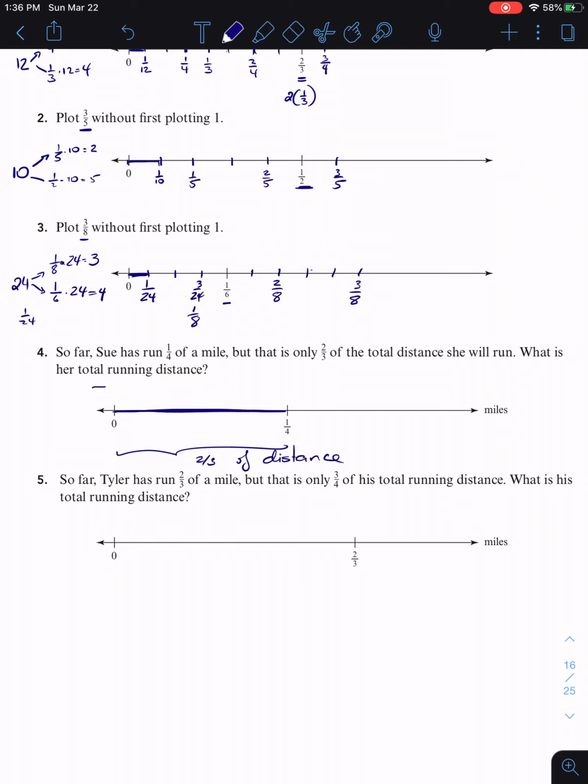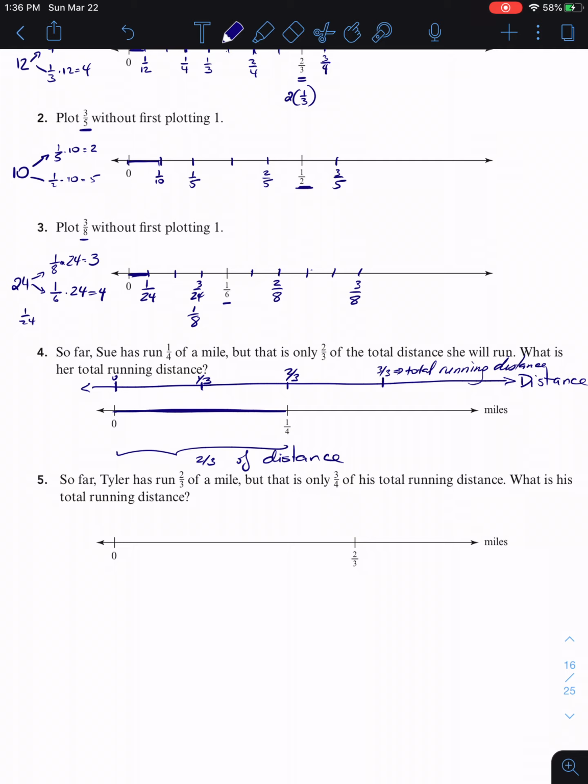So in fact, what we actually have is another number line of the distance, where 0 of the distance is here and 2/3 of the distance. What she ran is actually 2/3 of the distance, and we need to figure out where the total distance is. What is her total running distance? So if this is 2/3, it's 2 pieces, each one of them is 1/3. So that's 1/3 of a distance. And then if we take 3 of those thirds, that's going to be her total running distance.